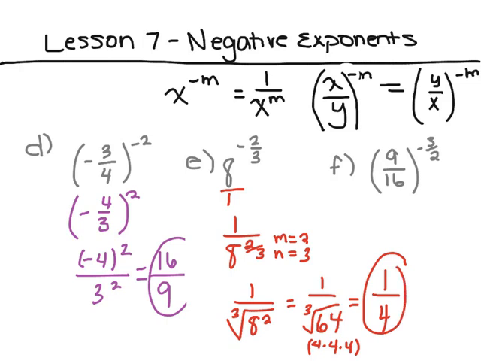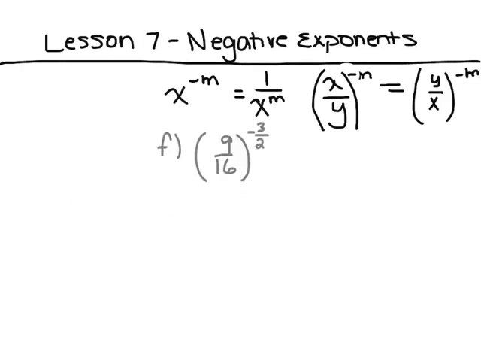Now I'm just going to erase everything. Okay, so we have 9 over 16 to the power of negative 3 over 2. So we want to change it to positive. So 16 over 9, keep the fraction, 3 over 2, make it positive. Now we distribute to the top and the bottom. So 16 to the 3 over 2 over 9 to the 3 over 2.